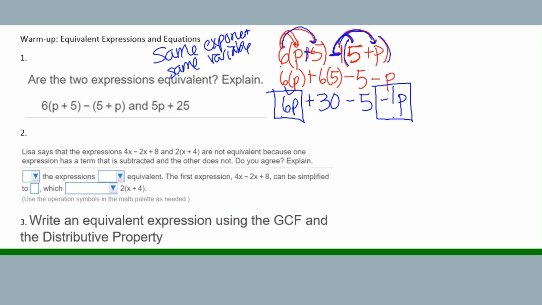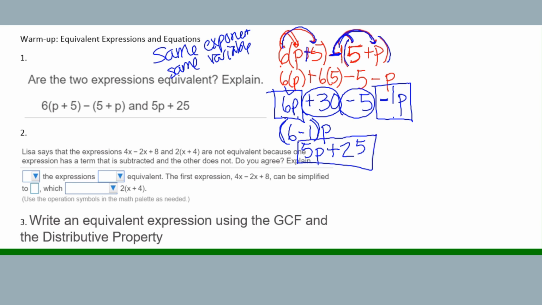Since they have a factor that's in common, this is 6 times p, and this is minus 1 times p. I'm going to factor the p out. So I'm going to put my parentheses, 6 minus 1, the sign stays in front, and I'm going to factor out the p. So I have 6 minus 1 is 5, and then that 5 is being multiplied by p. And then I want to combine my plus 30 minus 5. These are both constants. 30 minus 5 is equivalent to positive 25.